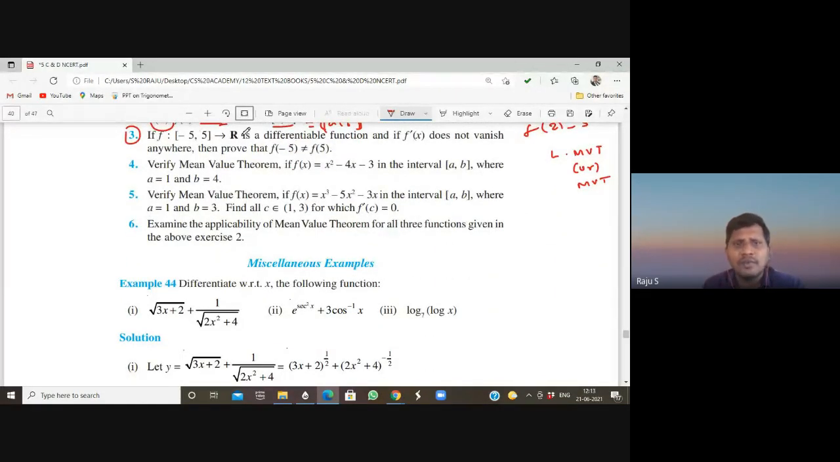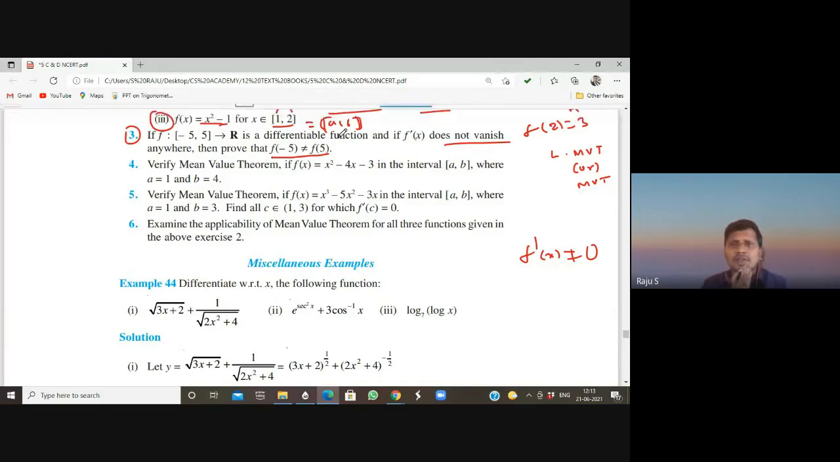Third question: f from minus 5 to 5 to R is a differentiable function, and if f dash of x does not vanish, nothing but f dash of x should not equal 0 anywhere, then prove that f of 5 is not equal to f of minus 5. Okay, clear, students? The function is not given, but clearly they have given f from minus 5 to 5, the given interval is minus 5 to 5. And differentiable, they have clearly given that it is differentiable.